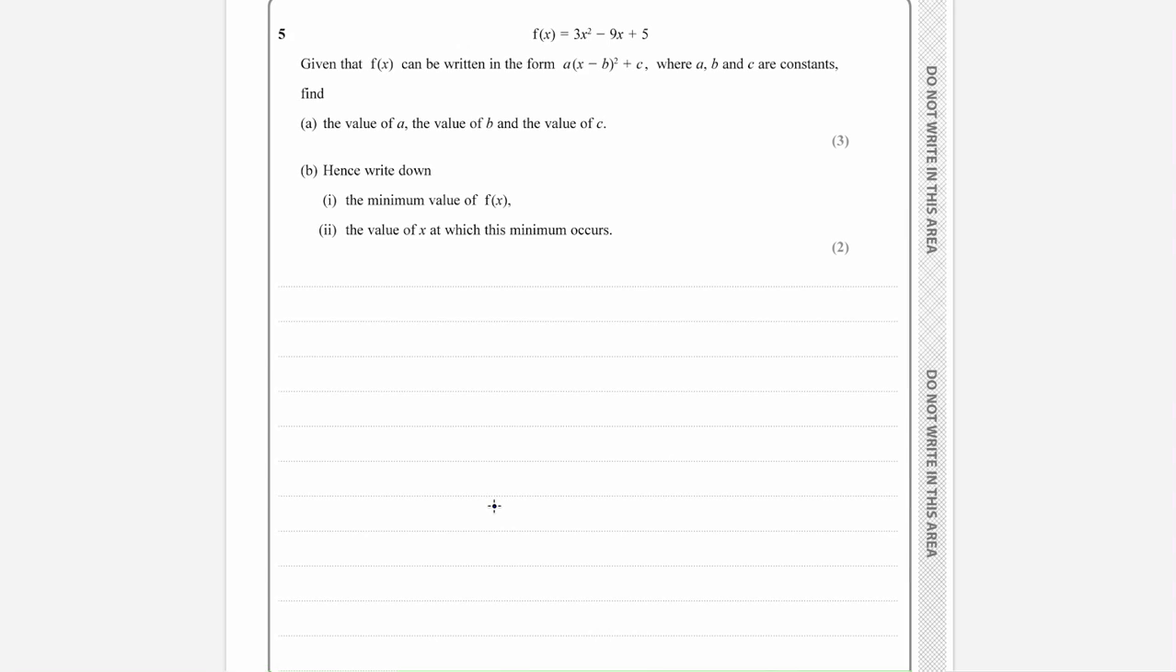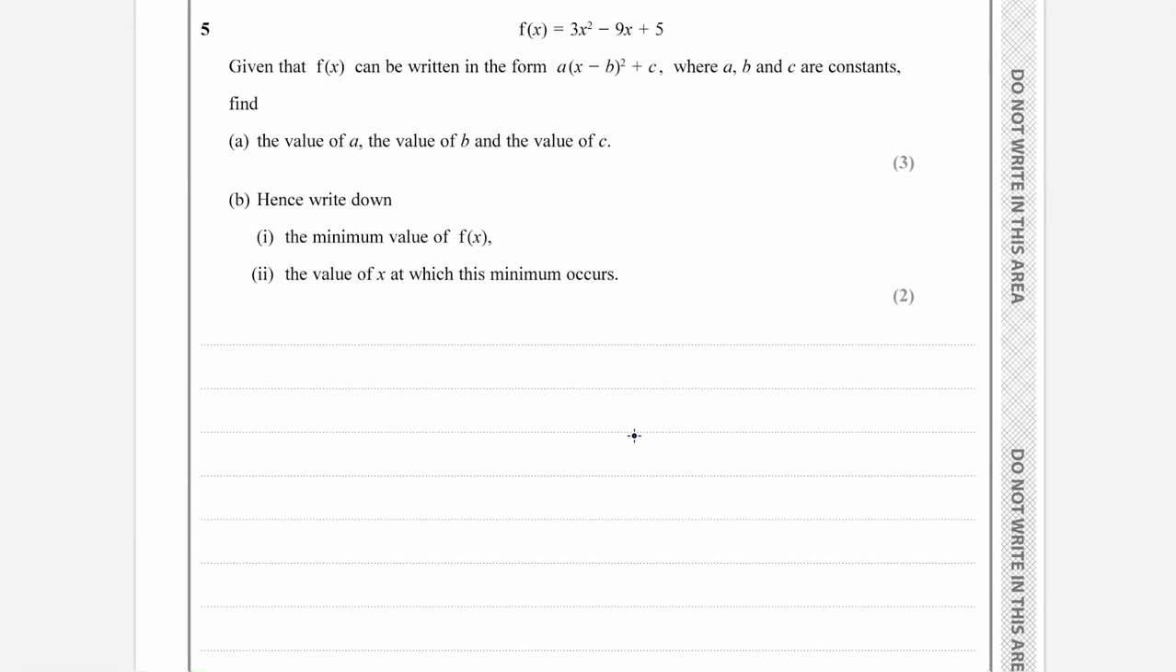Question 5. Given that, let me zoom in, guys. Given that f of x can be written in this form, find the value of a, b, and c. Okay, so essentially complete the square. So what we'll do is, let's say f of x equals, so I'm going to take out the 3, guys, from here, and then I do 3.